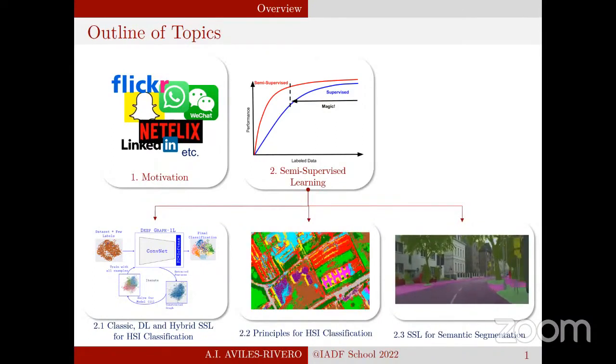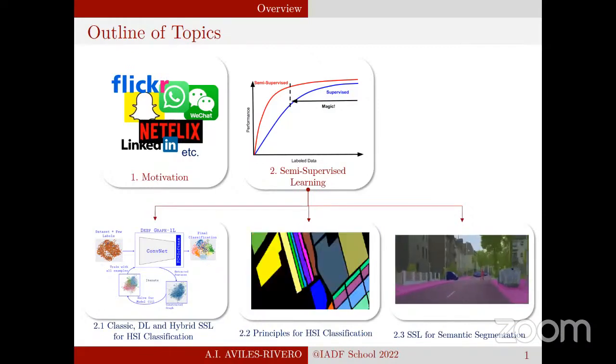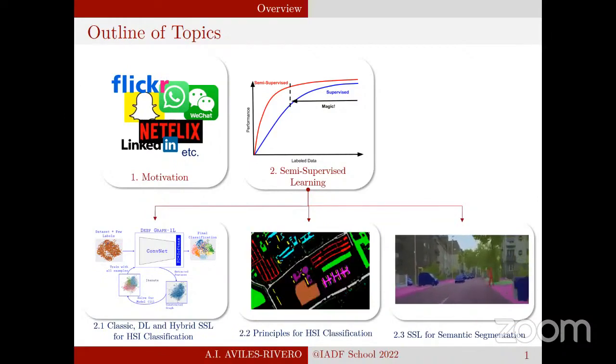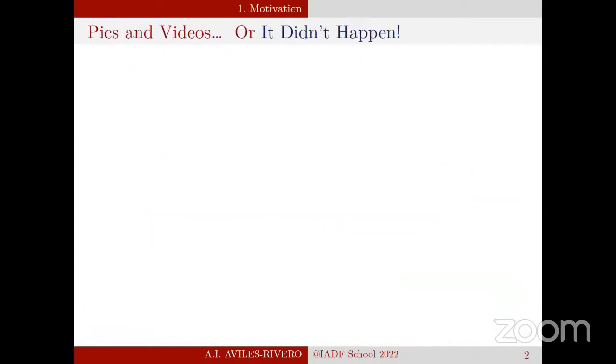We are talking about classification and semantic segmentation, which is more pixel-wise, and video analysis. What are the differences and complexities, and why do we need semi-supervised learning? And then I'm going to close my presentation with the concluding remarks.